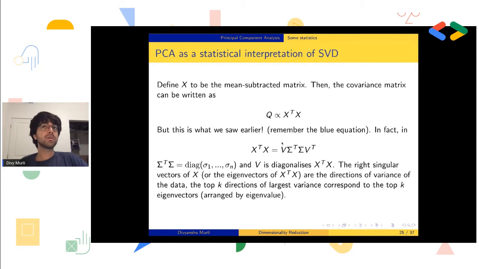Both of those are the principal components. The columns of v are the principal components of the data set. And I can project my large matrix onto these directions of largest variance to get from a high dimensional space to the low dimensional space. The low dimensional space is spanned by the top k principal components, where k is the value you choose.